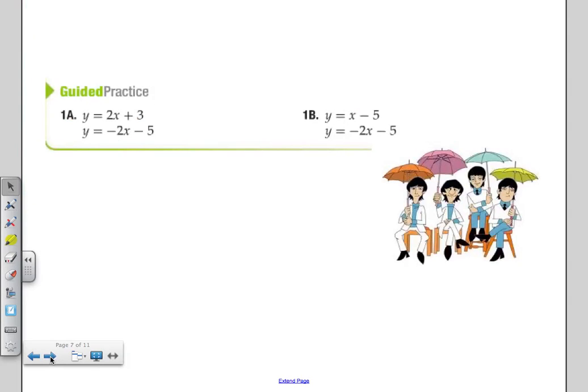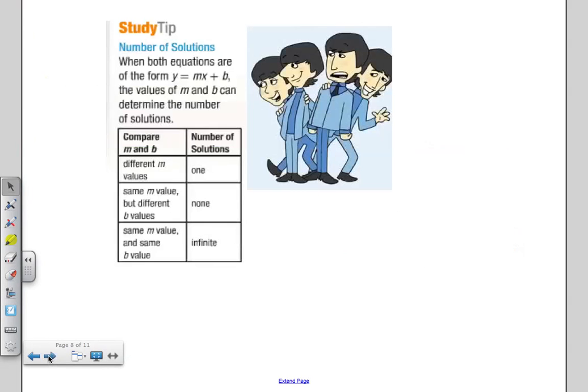All right, here's some guided practice problems. Graph these and determine if they're consistent and independent, consistent and dependent, or inconsistent. This is just a study tip. Use it if you'd like. Don't need to use it if you don't want to.